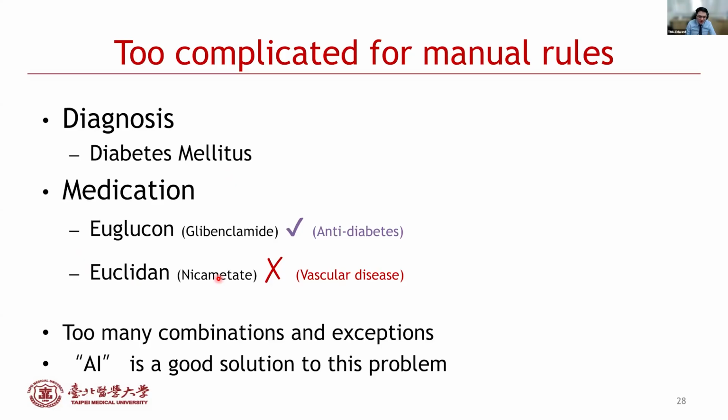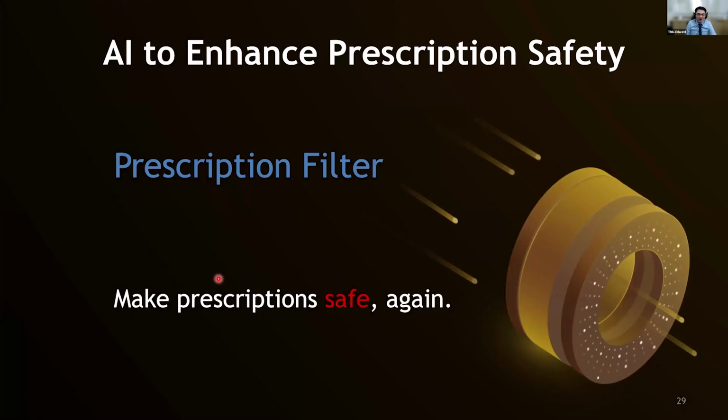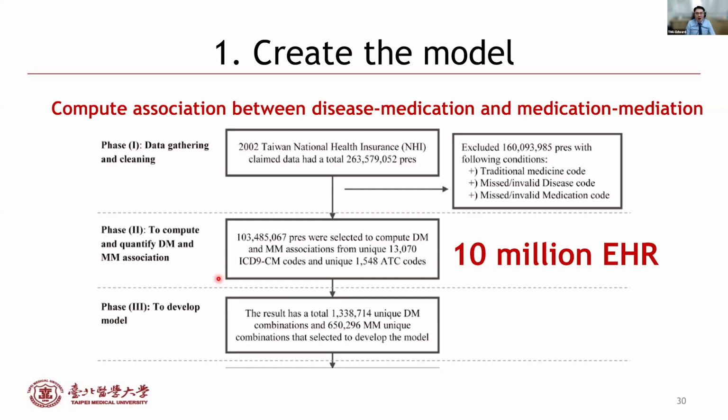So AI is a good solution to this problem. We have one project we call AI to enhance prescription safety, AESOP. Now I want to talk about how to create a model. In the beginning, we want to create a model that computes the association between the disease and the medication. So we need to have data.